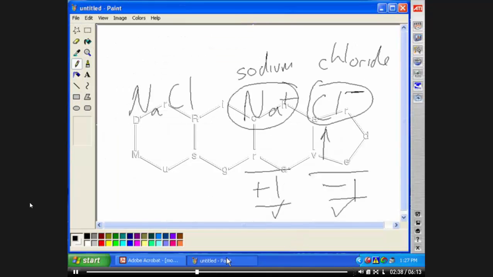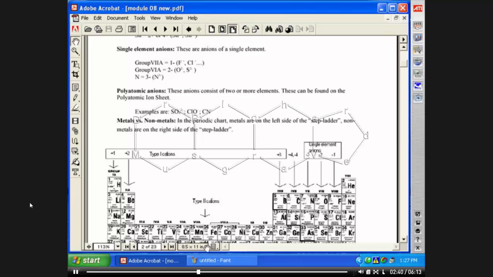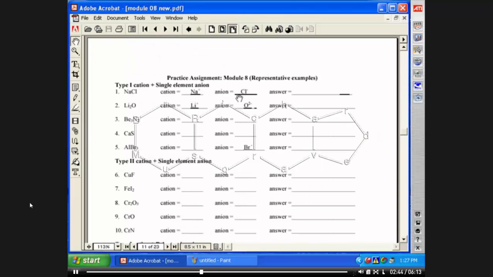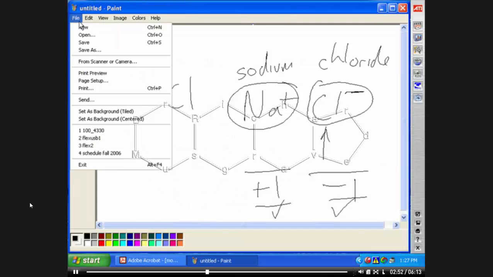Alright, well let's take a look at how that goes in the assignment then. So the Na plus goes here, the Cl minus goes here, and the answer sodium chloride would go here. Well, let's take a look at this one, Li2O. I'm going to clear this out.